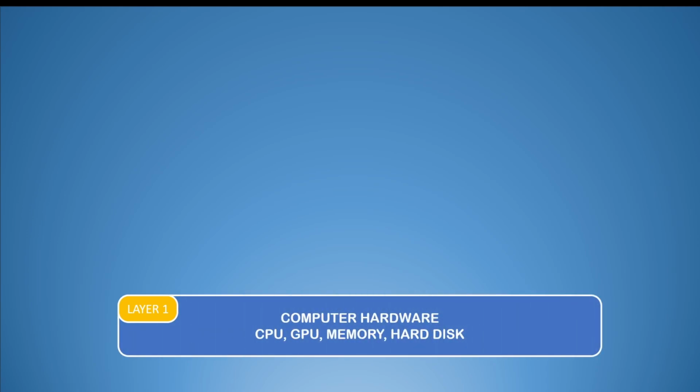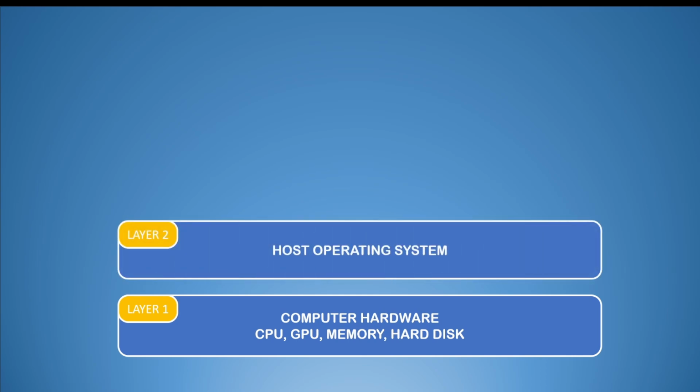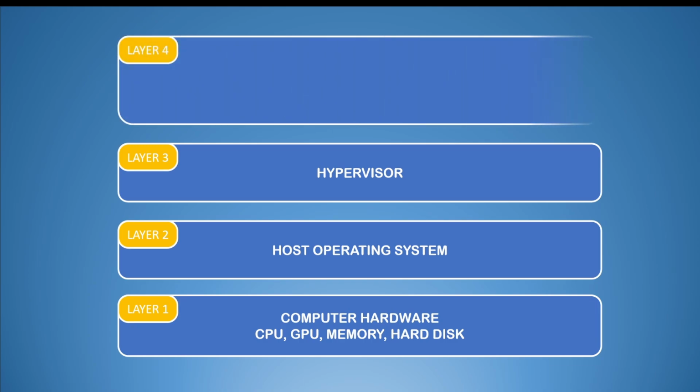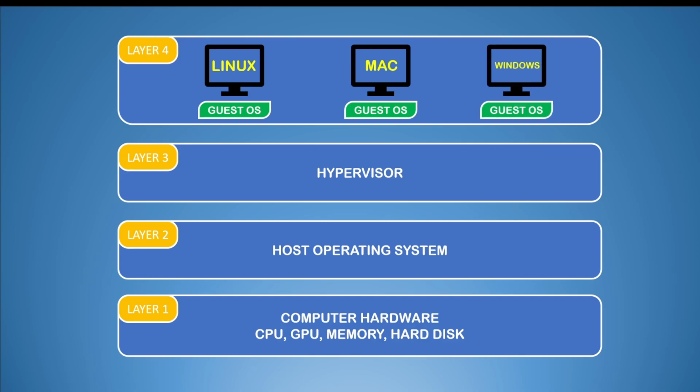First layer. Here we have the physical computer, which is the hardware part like CPU, GPU, memory, storage, etc. Second layer. This is the main operating system, which is known as the host OS. After that, we have third layer, which is hypervisor. Now it is that part which enables the virtualization on the host OS. It separates the physical resources from the VMs. Final and fourth layer, guest OS. Here you can install different operating systems in isolated environment.